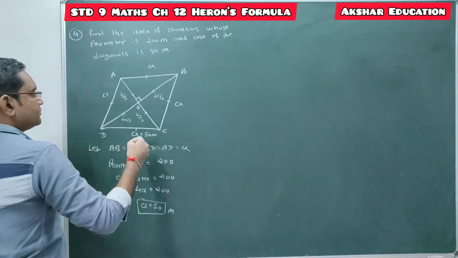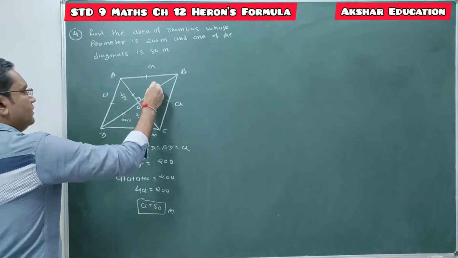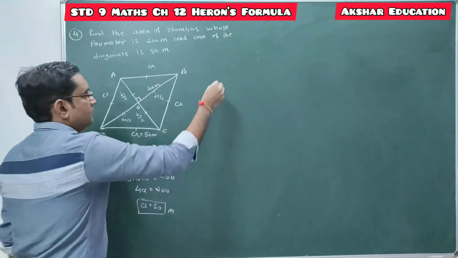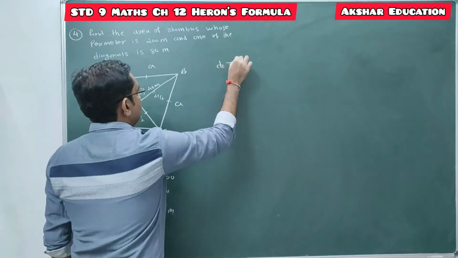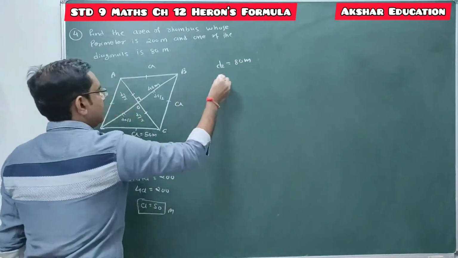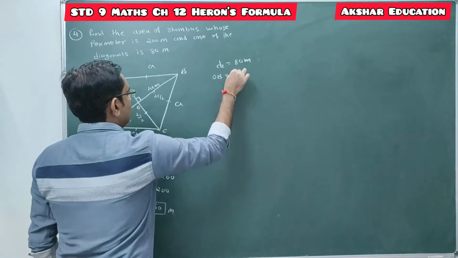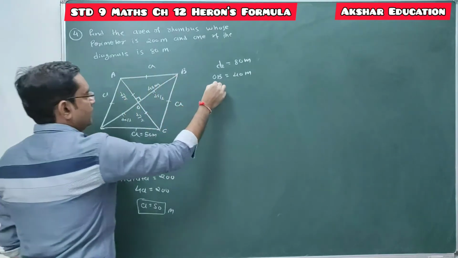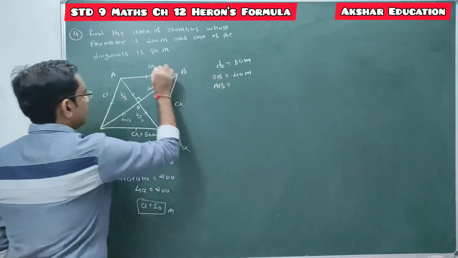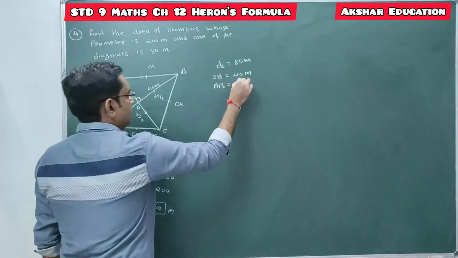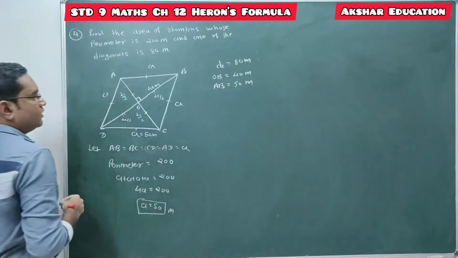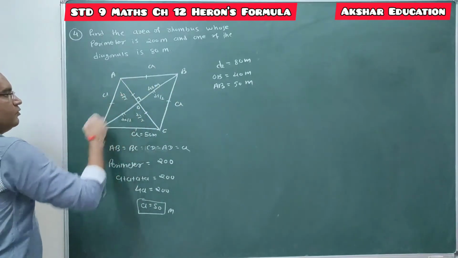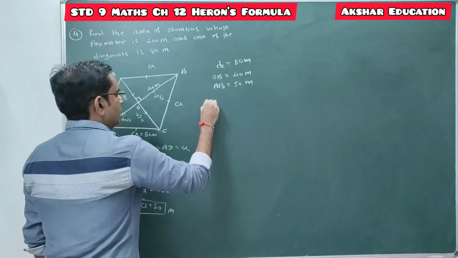So consider the triangle AOB. So length of this part OB will be 40 meter. So here diagonal D2 is 80 meter and diagonals bisect each other, and therefore we can say that OB equal to 40 meter. So OB is 40 meter. Length of side AB, which is equal to A and which is 50 meter. So if we consider the right angle triangle AOB, we can find the length of OA, which is the half of the diagonal D1.